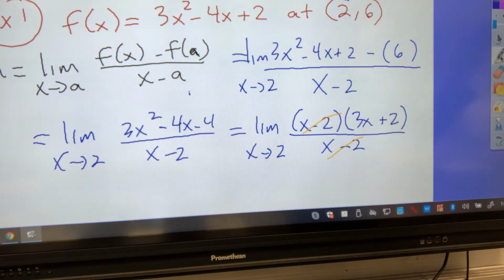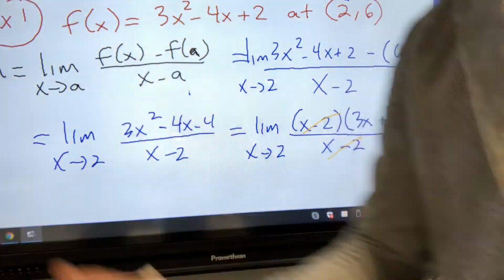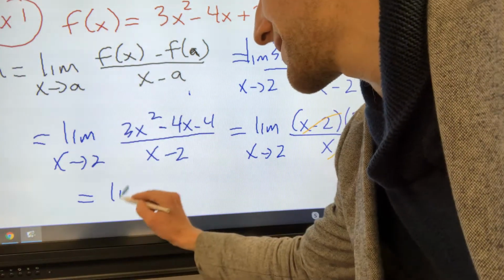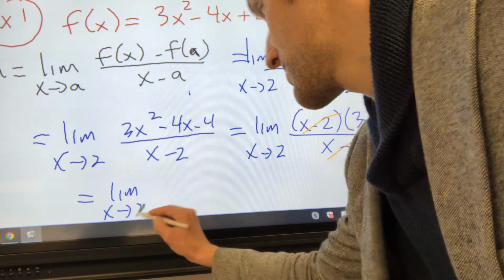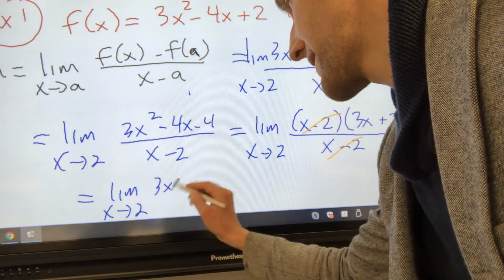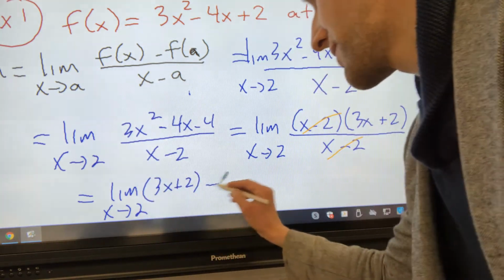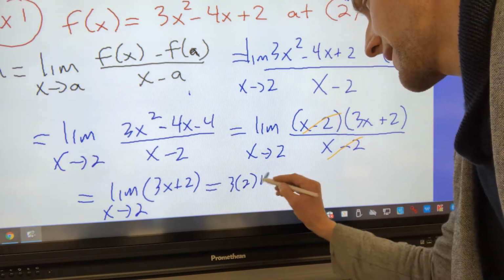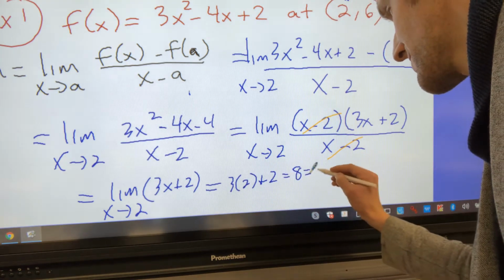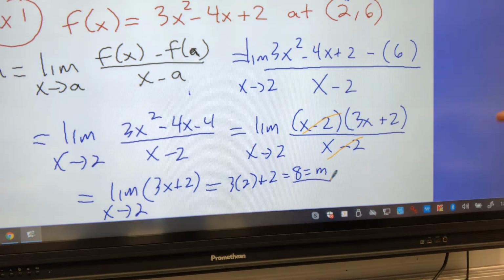So now you have the limit as x goes to 2 of 3x plus 2. We can plug 2 in for x, and you get 8. That's the slope. It takes so much work to get the slope.